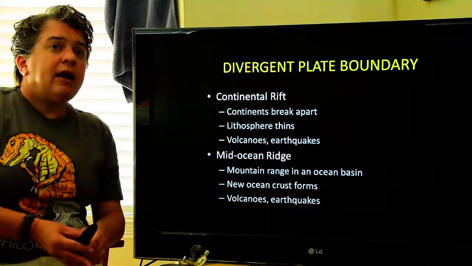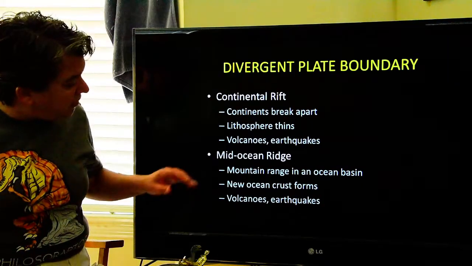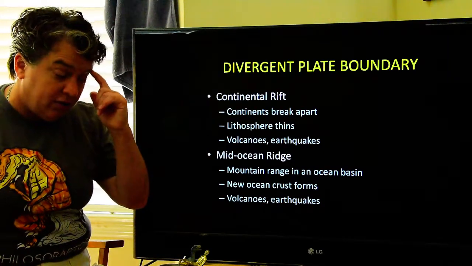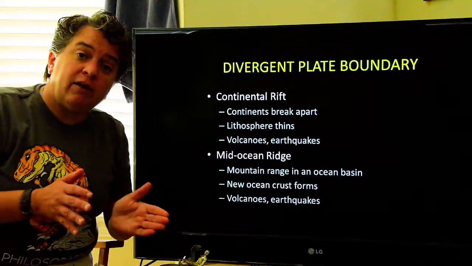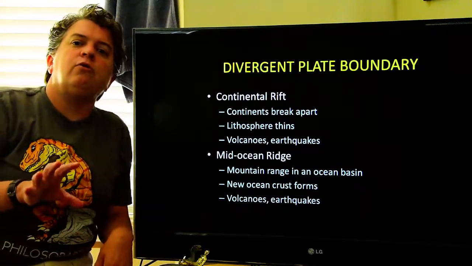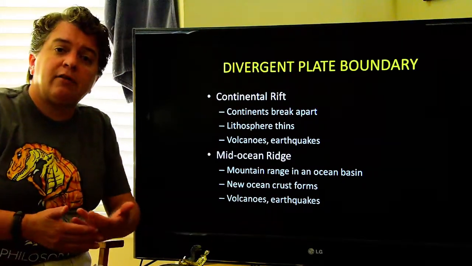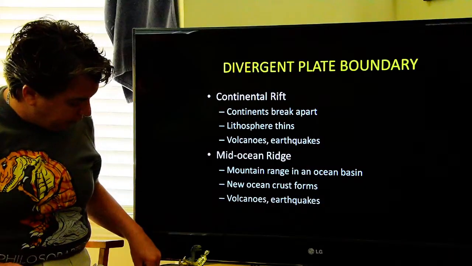continent. If this divergent movement continues, eventually you can get a mid-ocean ridge, which is this mountain range that's in the middle of all the ocean basins. This is where new ocean crust forms. You get volcanic activity and you get earthquakes.